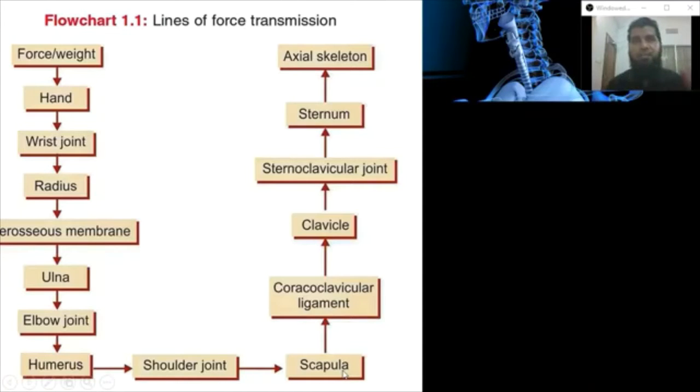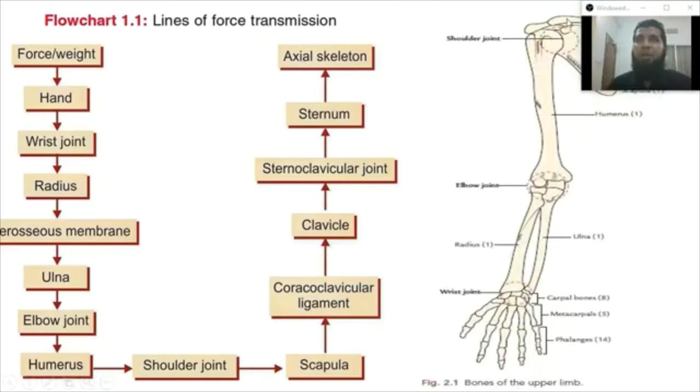The scapula transfers this weight through the coracoclavicular ligament, which is attached to the clavicle, and this force goes to the clavicle. The clavicle passes it to the sternoclavicular joint, and through the sternoclavicular joint it goes to the sternum, and actually to the axial skeleton. So this is the line of force transmission. This is the basic thing. These are the joints: the shoulder joint, the elbow joint, the wrist joint, and these are the bones constituting the superior extremity.